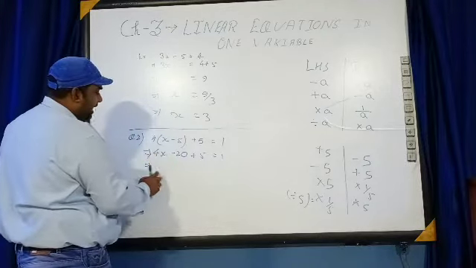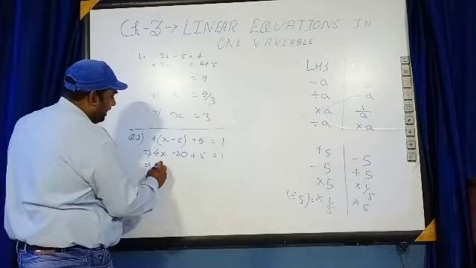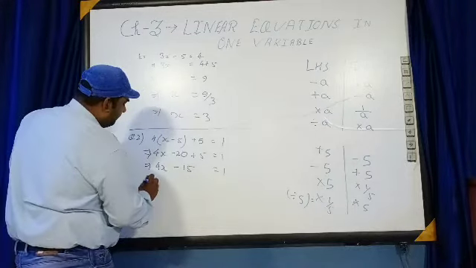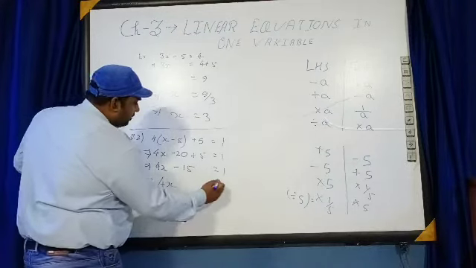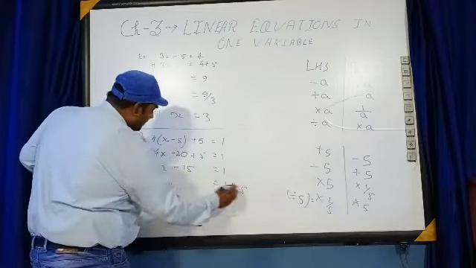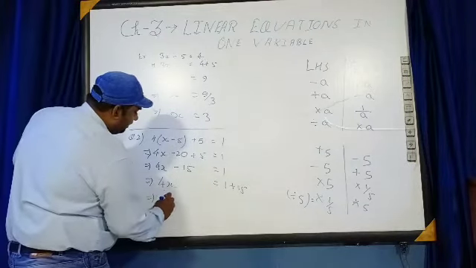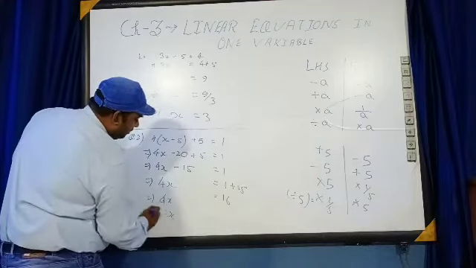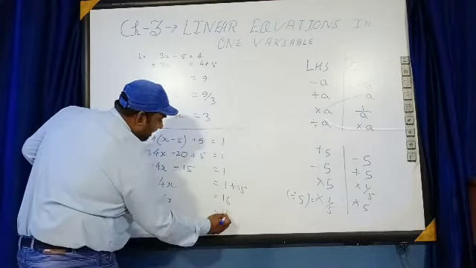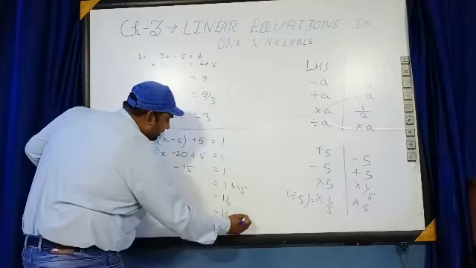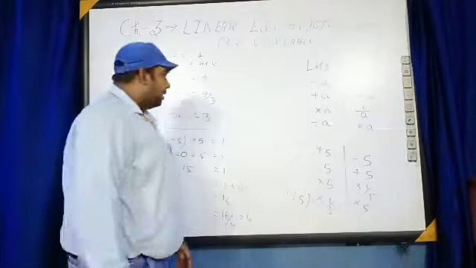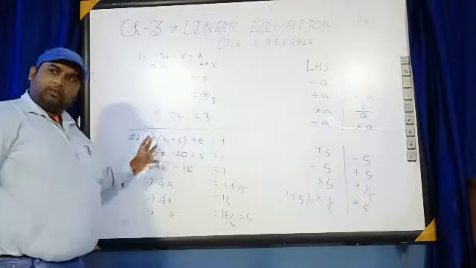This implies 4x minus 15 is equal to 1. 4x is equal to 1 plus 15. 4x is equal to 16. x is equal to 16 by 4. That is equal to 4. Okay, some more bigger problems we will look at. This is the way.